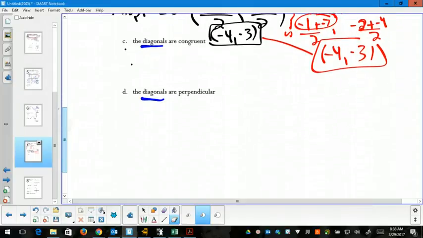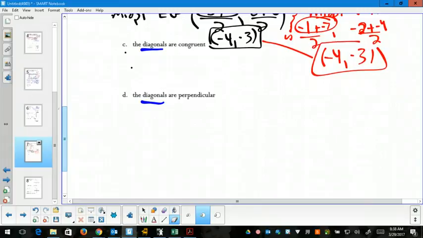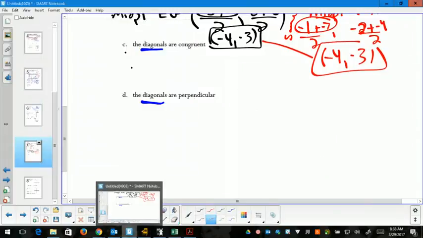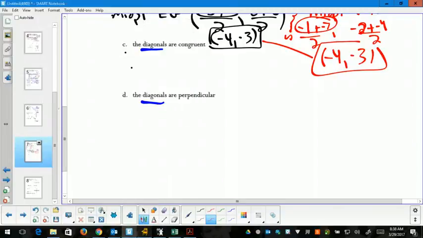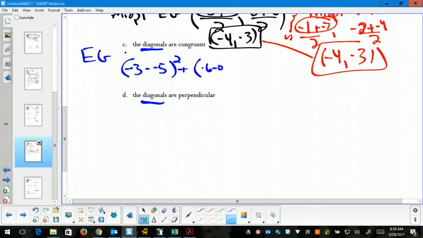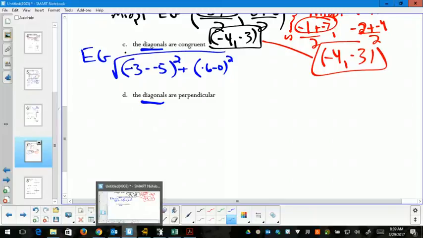Show the diagonals are congruent. By the way, we either write a statement before about what we're going to show. Hey, I'm going to show the diagonals bisect, or I'm going to show the diagonals are congruent by showing their distances are the same. So for the distance formula, if you're doing the distance formula for EG, then you have -3 minus -5 squared, and -6 minus 0 squared. Don't forget to take the square root, right? Don't forget to do the square root.